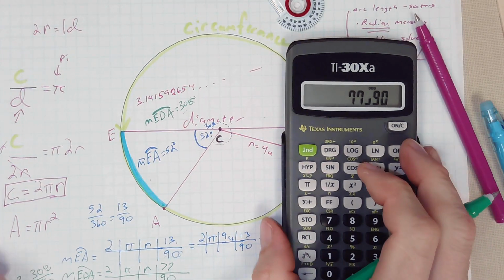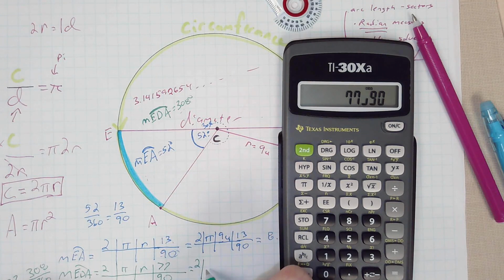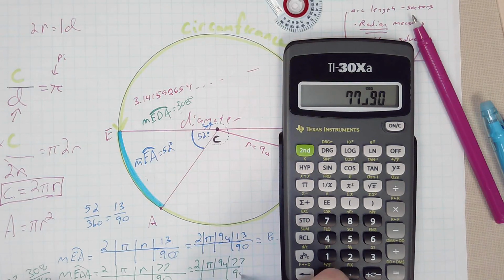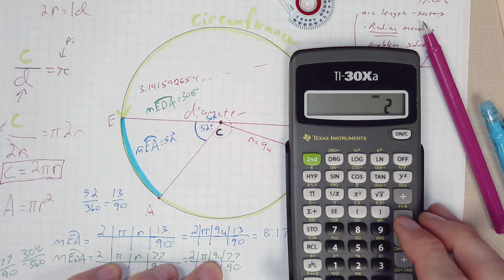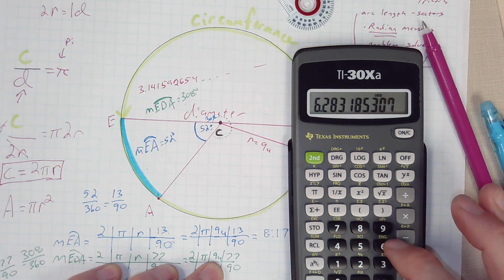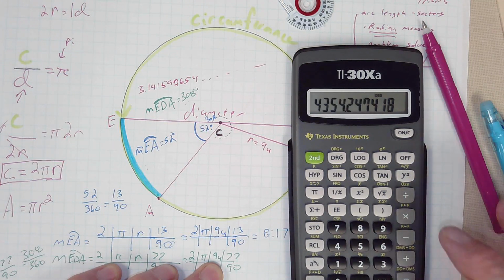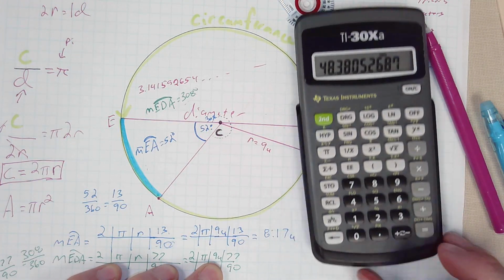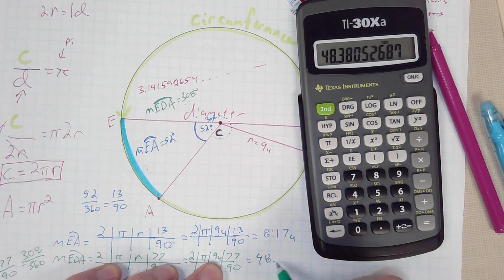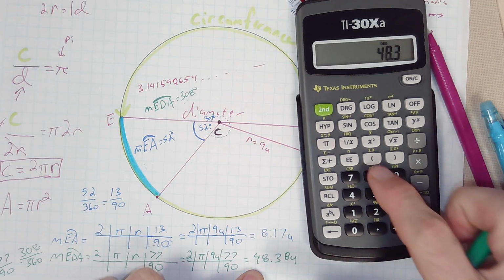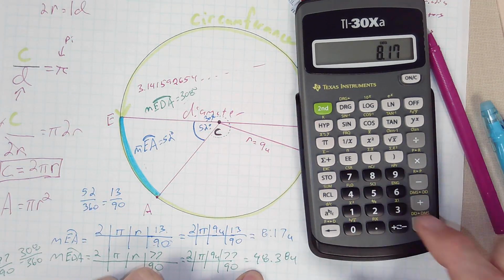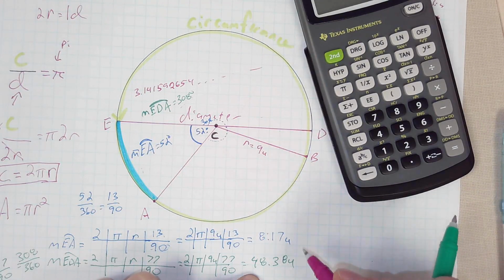We go ahead and put those numbers in. Again, it's 2 times pi times 9 units times 77/90. The only unit we have to deal with is 9. So 2 times pi times 9 times 77, divided by 90, is going to be 48.38 units. Now, ideally, if we add these up, 48.38 plus 8.17 equals 56.55.